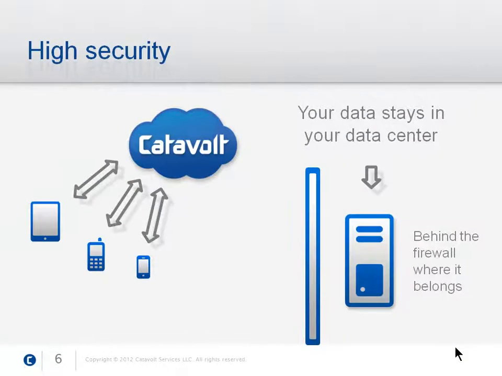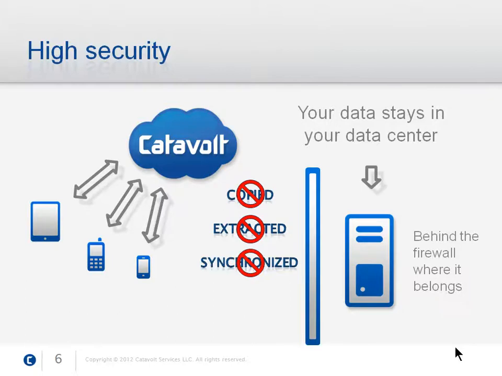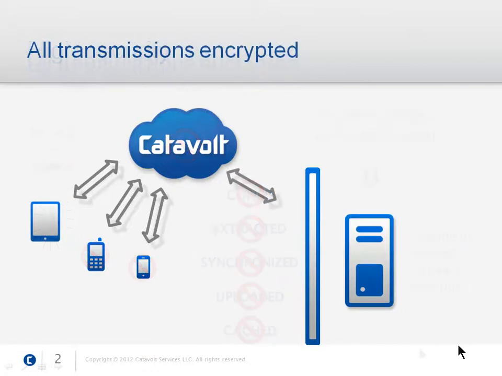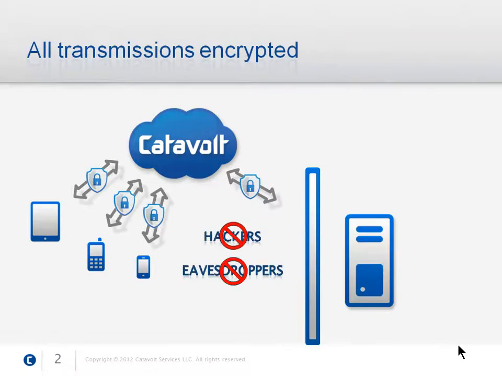Worldwide access to your data requires world-class security. With Catavolt Extender, your data is never at rest outside your data center. It is never copied, extracted, synchronized, uploaded, or cached. Not on the device, not in the cloud, not anywhere. If a device is lost or stolen, there is no enterprise data on it to compromise security. In addition, the data is encrypted end-to-end, so you don't need to worry about hackers, eavesdroppers, or other malicious interference.